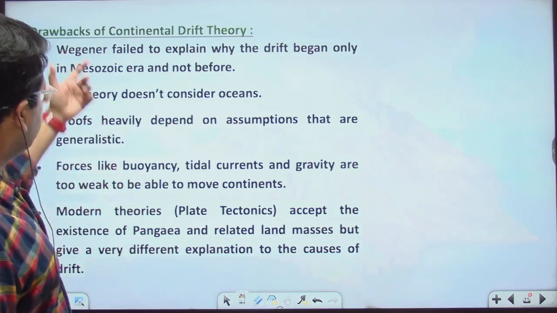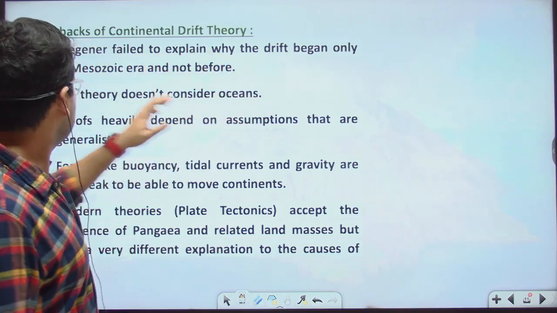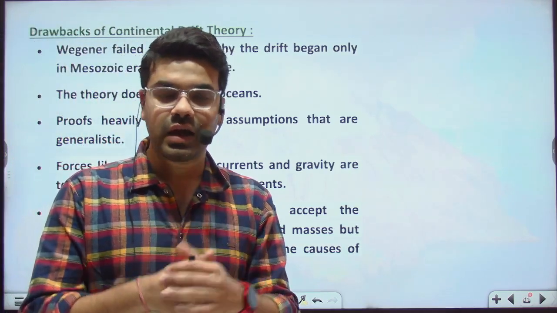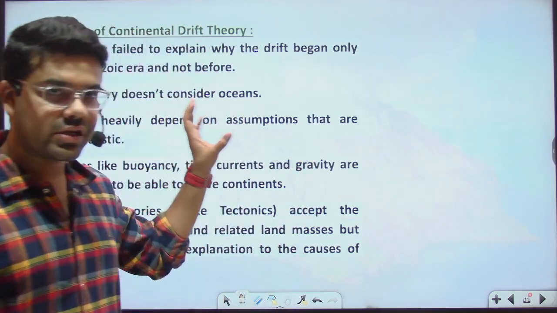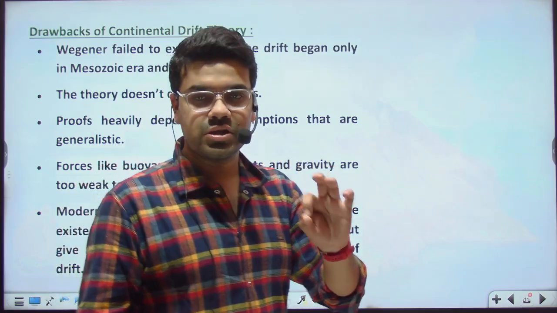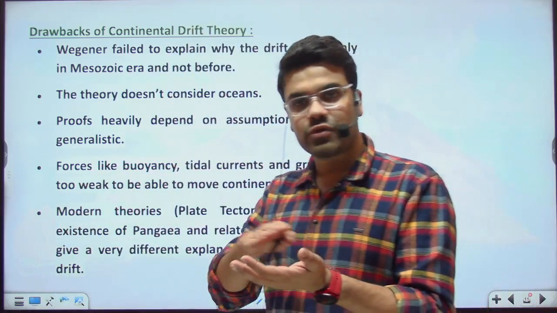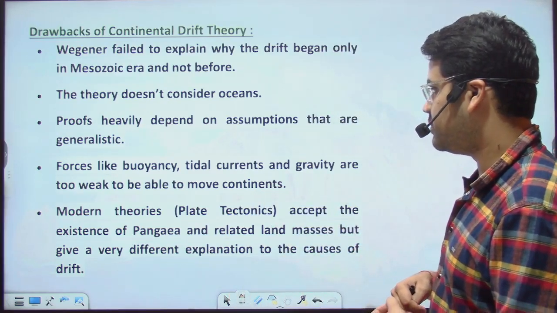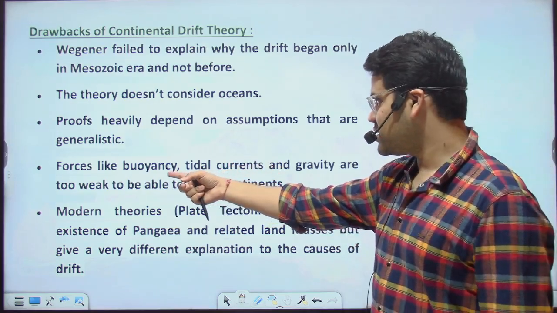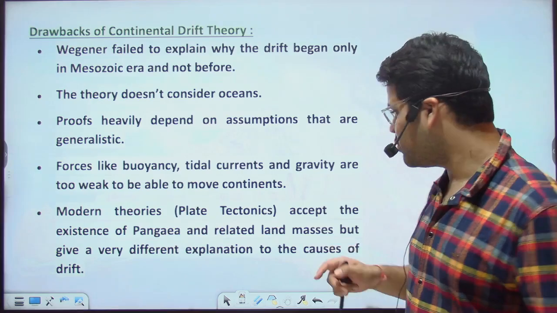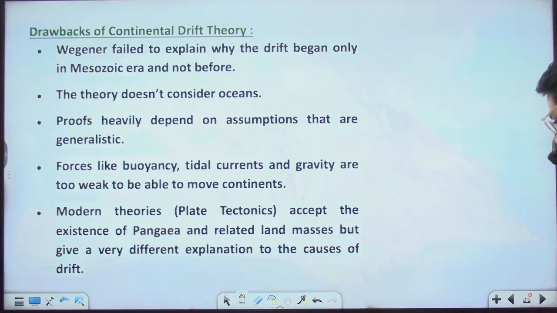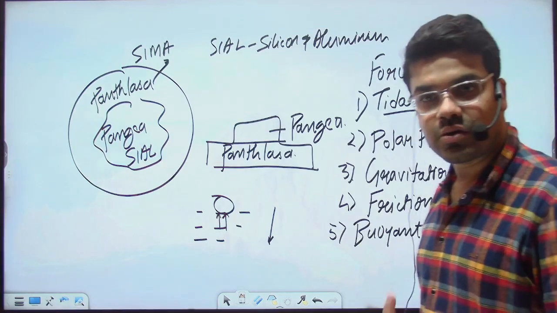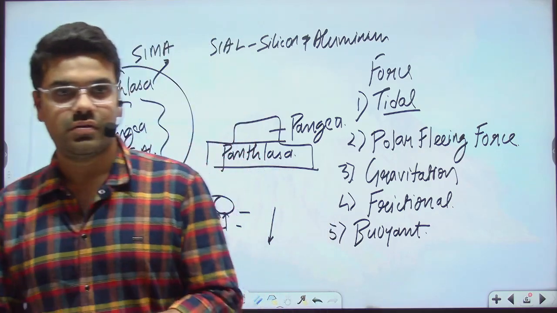Okay, Wegener said that the drift began only in the Mesozoic era. Why not in the pre-Carboniferous era or the pre-Cambrian era? It is actually the geological time scale, not at all relevant from your GS point of view. So the time scale was also not properly explained by Wegener. Especially the forces I talked about, like buoyancy and tidal forces, are not at all enough to move these continents. But is it so? No. His theory was not totally rejected because it has certain positives as well.